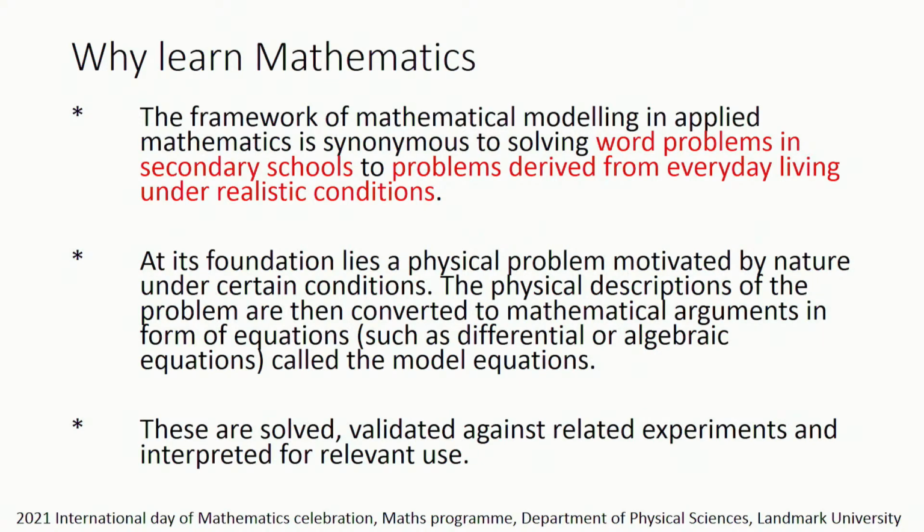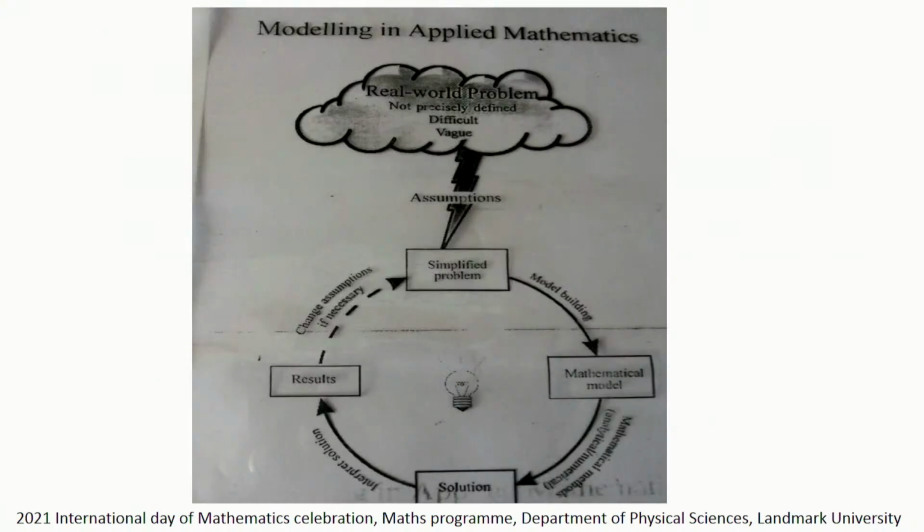And once this equation is solved, your aim is to validate. You have to be sure that what you are getting makes sense, and validate it probably with experimental or against any related experiment, and your aim is to interpret the result. So very simple. You model, you have a physical problem, you make assumptions, you cast it in mathematical equations, you solve the equations, you interpret the equation. Mathematical modeling. Okay?